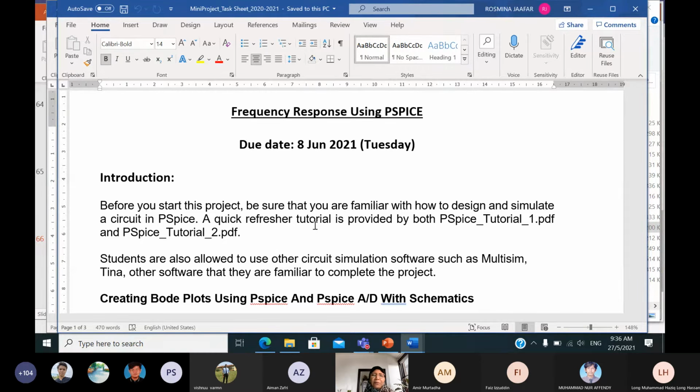And if you are not familiar with PSpice, I state clearly here, students are also allowed to use other simulation software such as Multisim, Tina, or other software that they are familiar with to complete the project. So those who are not having it, I suppose, because you had CAD-CAM last semester, right? In CAD-CAM, you learn a few softwares. So you can choose whatever software you like in order to simulate any electronic circuits.